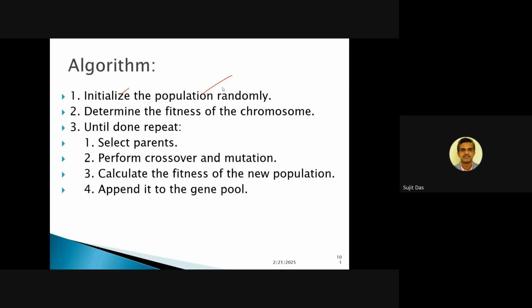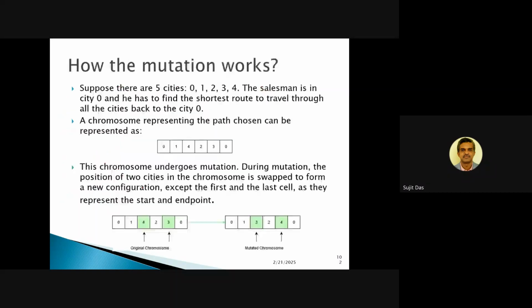Now, calculate the fitness of each and every chromosome. Select parents. Perform crossover and mutation. Calculate fitness. Add to the gene pool. Now, see this. Let us check.